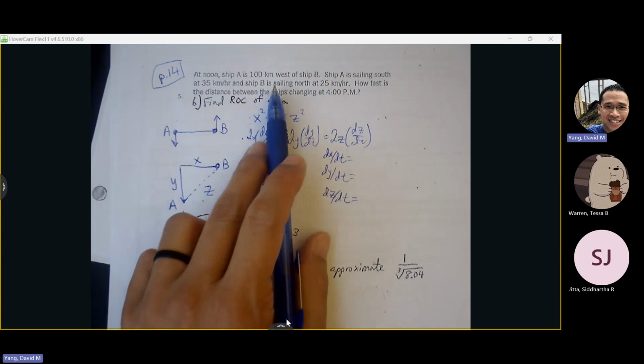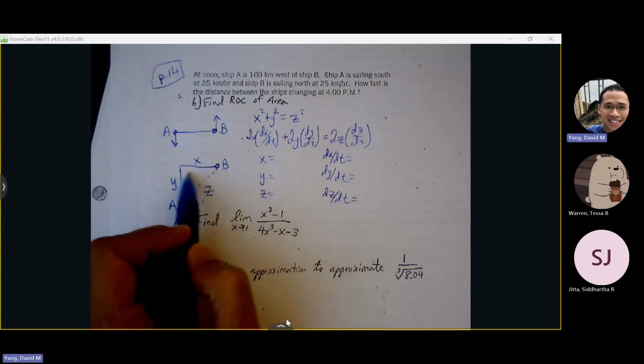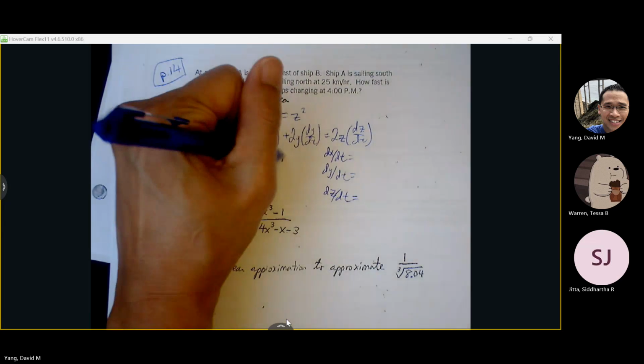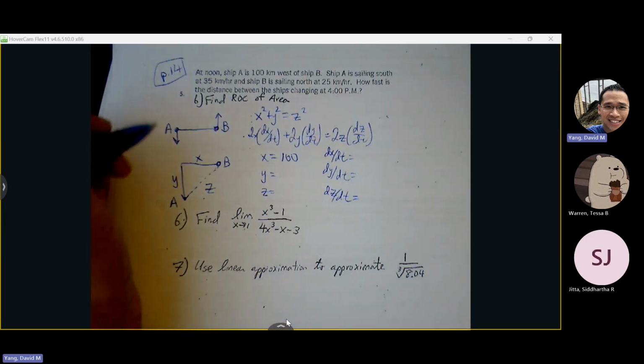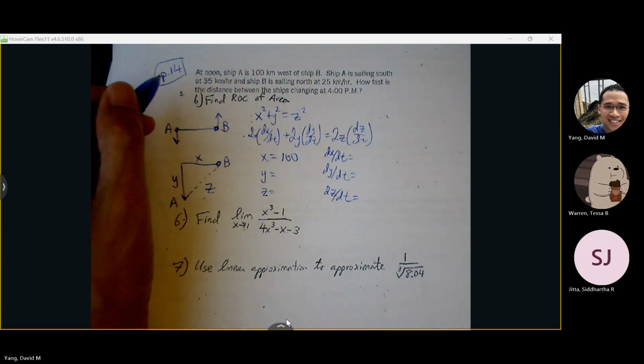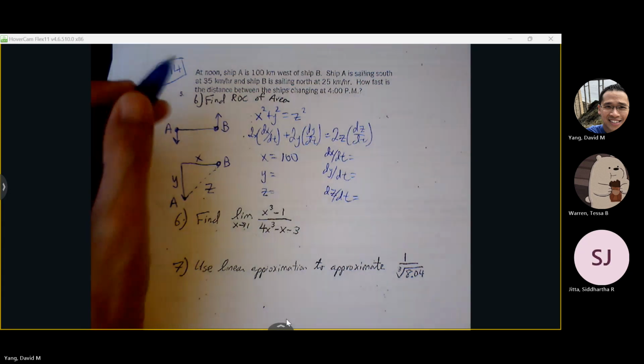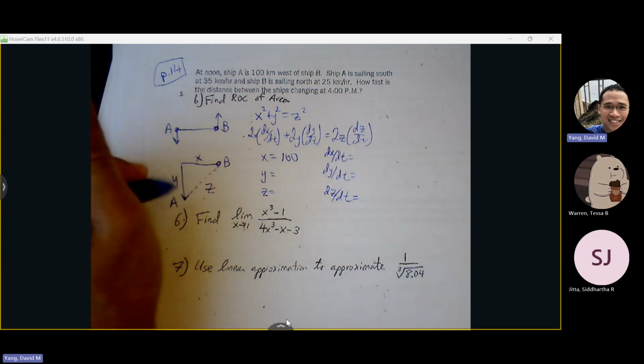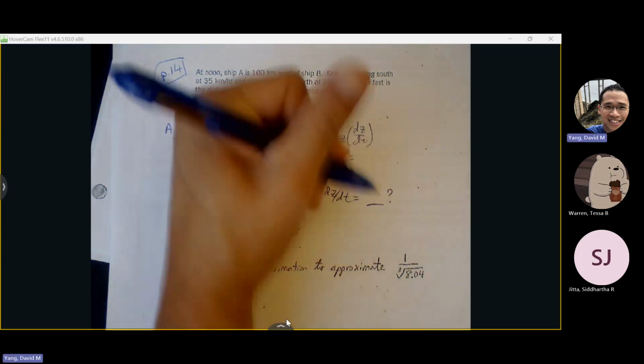Ship A is 100 kilometers west of ship B. So that is the initial 100 kilometers here. How fast is the distance changing between the ships at 4 p.m.? So we want to figure out dz/dt. That's the unknown.